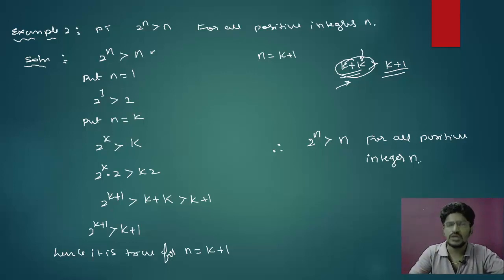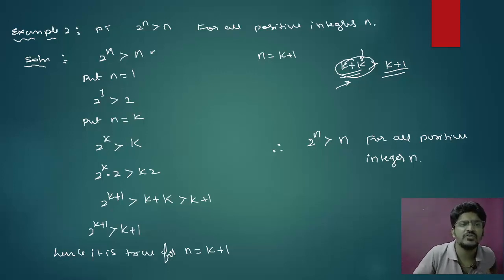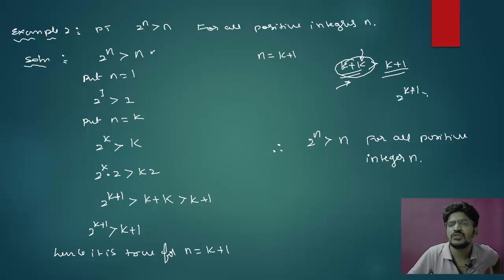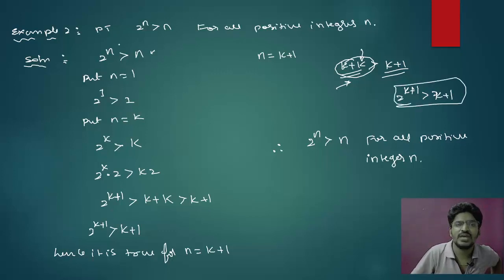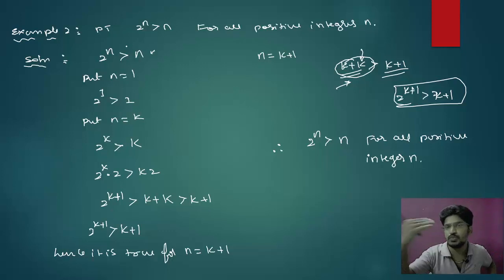While solving the problem, what do you have to do? First you have to take n equal to 1. Next you have to take n equal to k. And in the third step, you have to solve in the form of n equal to k plus 1. Okay. So that means in the place of n, you have to put k plus 1. And you have to prove that 2 to the power of k plus 1 is greater than k plus 1. Wherever you have n, there the term must be k plus 1. In that situation, the problem has to be converted.